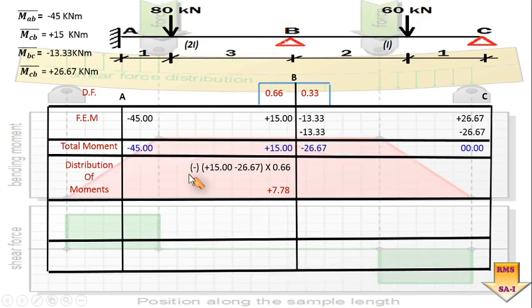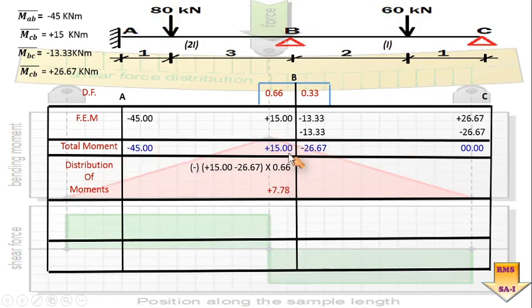Every time whenever we do the distribution of the moment, we have to take utmost care in multiplying that difference with this particular minus. And why is this so? Because you will understand in the next step why it is to be done as a minus, because something is to be balanced on the left hand of B as well as on the right hand side of B. Is it okay? So here what I did is the difference between the two moments about point B multiplied by the negative of the 0.66 distribution factor, which is equal to plus 7.78. So that multiplication comes out to be plus 7.78. Here you can see this bracket was minus into bracket minus, so it has become positive 7.78. The same is to be done with the right hand part of this particular joint B.